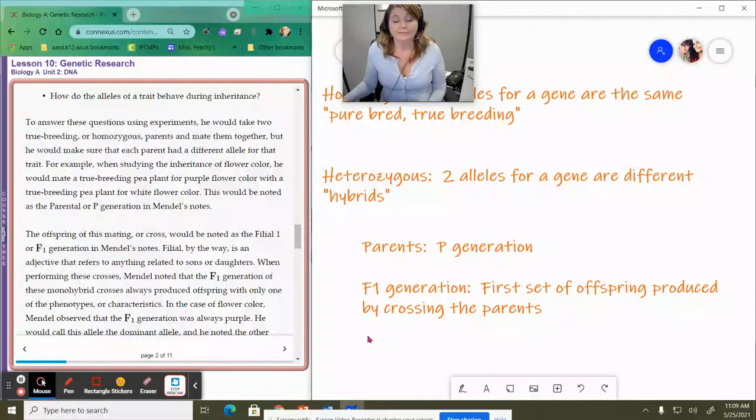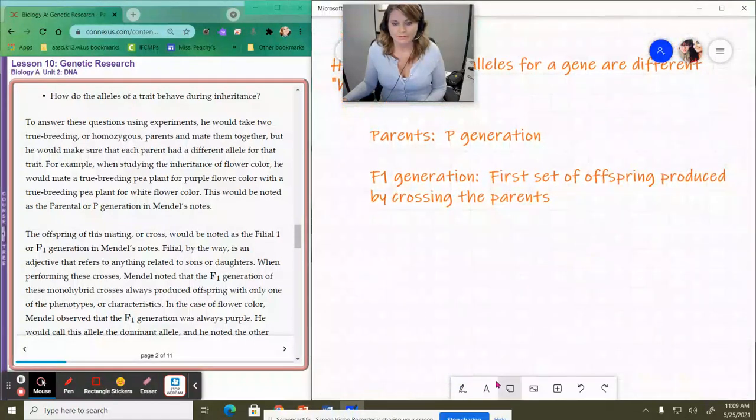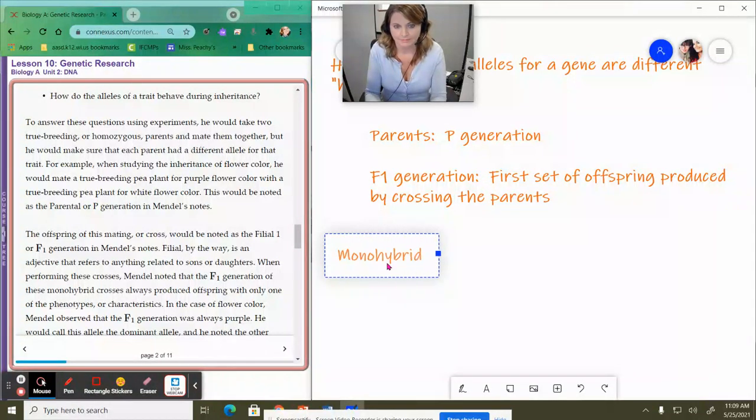And then we would have an F2 generation, which would be our second generation if we crossed any of the offspring from the F1 generation. It's able to do a couple different kinds of crosses, a cross called a monohybrid cross and a cross called a dihybrid cross. So I'll put this down below here. A monohybrid cross is where we are just looking at one trait.